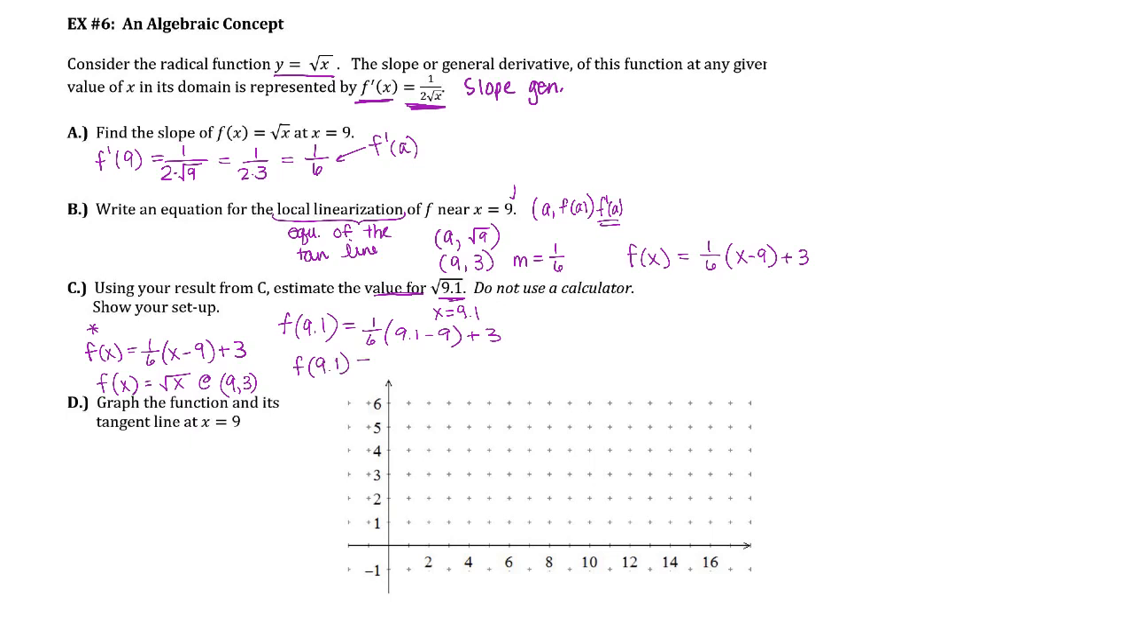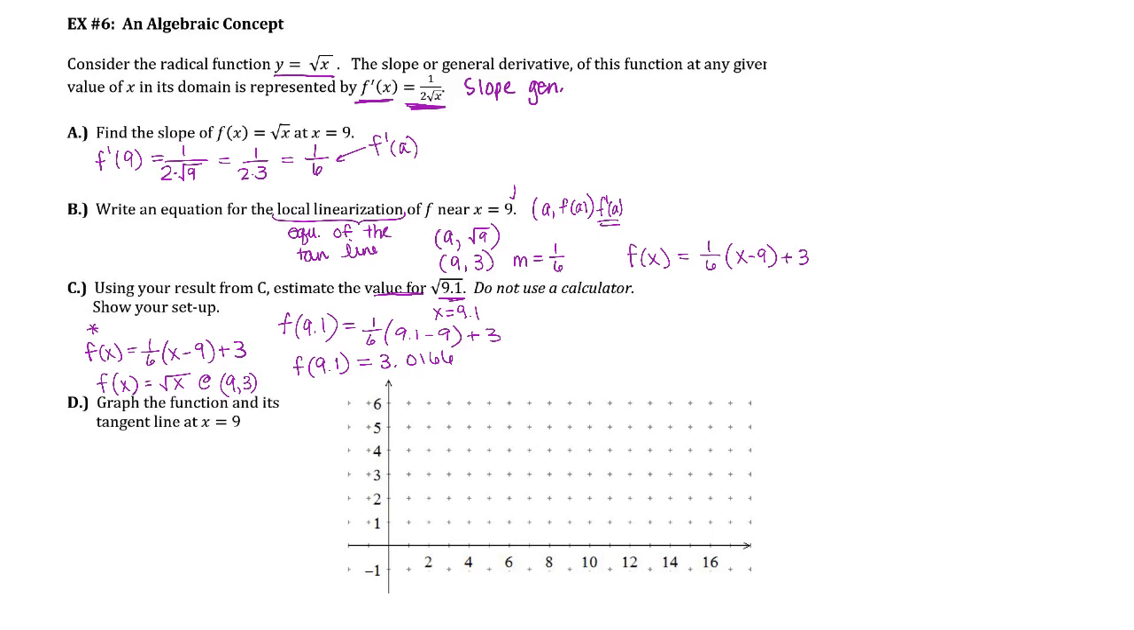Now on the AP exam, don't go any more than this. This is plenty after you've substituted in. But here, if we wanted to keep going to get a pretty good approximation, it would be 3.0166 if you typed all that in your calculator.